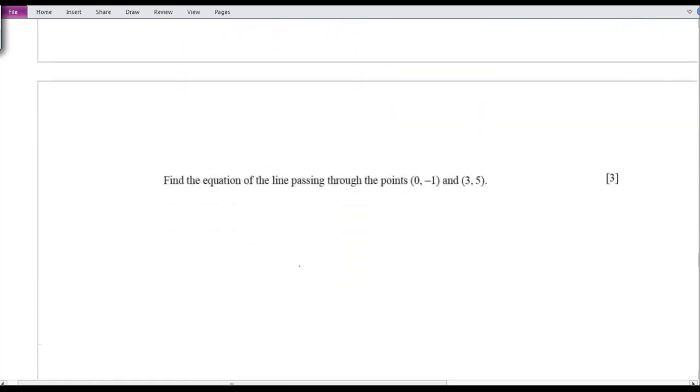Now next, again 2 points are given. This is one of the points, this is another point. You have to find the equation of a line. Can you please find? Let me know when you complete.